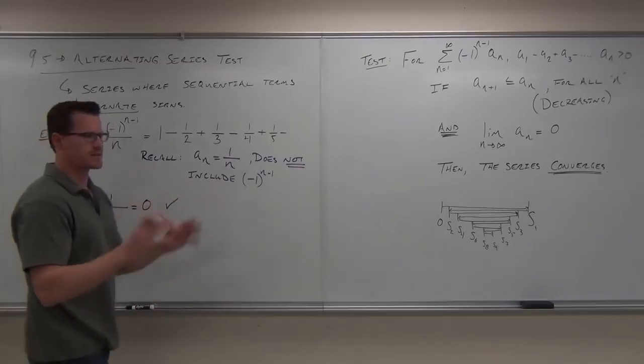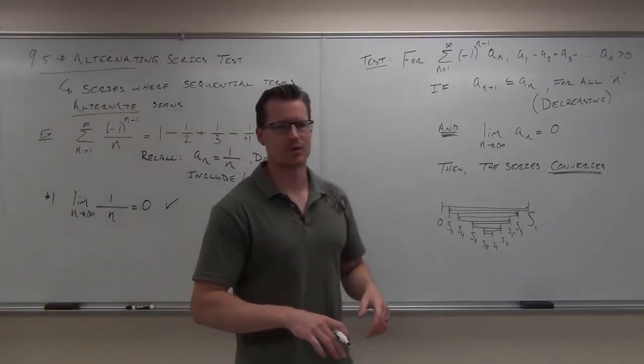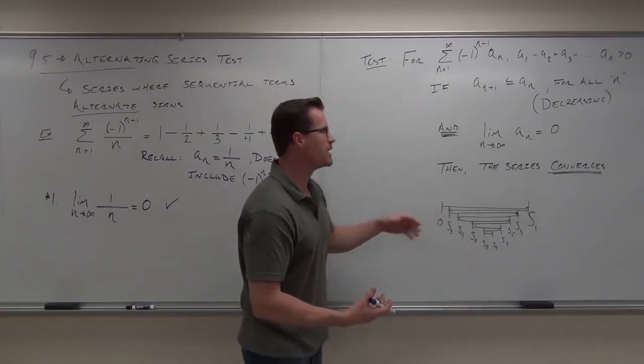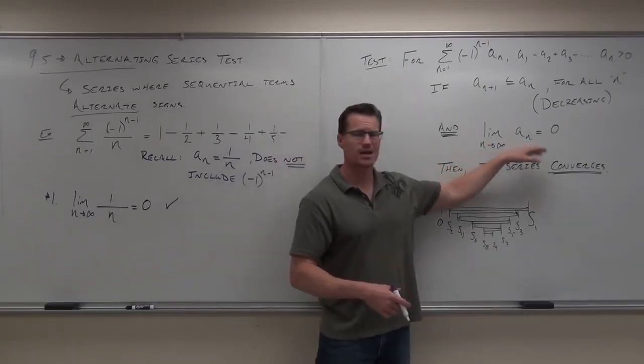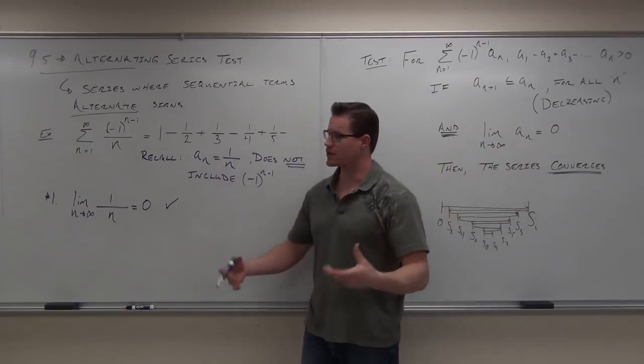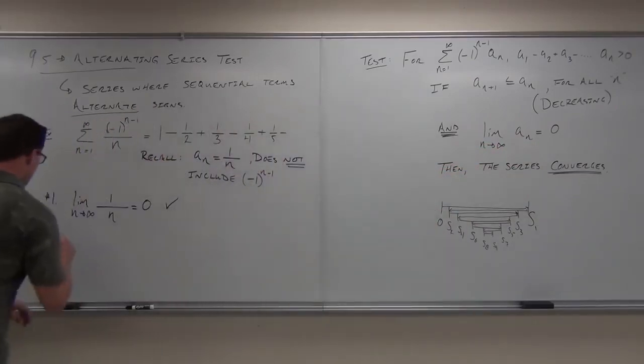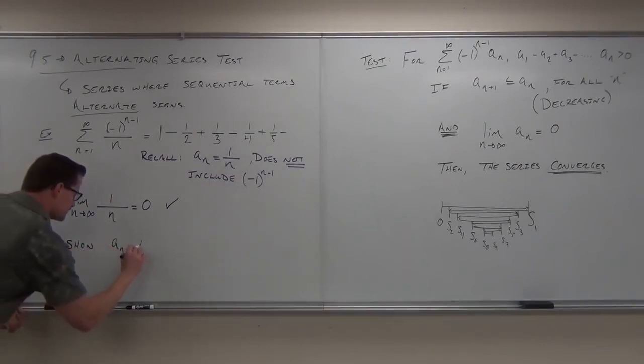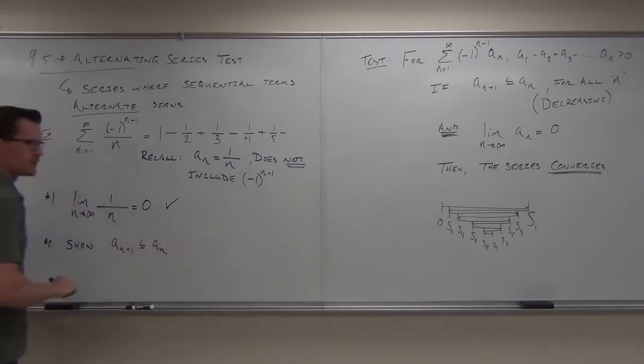So check. That's brilliant. What's the next thing that we should do? We've got to show it's decreasing. So this is a two-part test. It's do the version of the divergence test, and then secondly, show that this thing is actually decreasing. So number 2. How in the world do we do that?